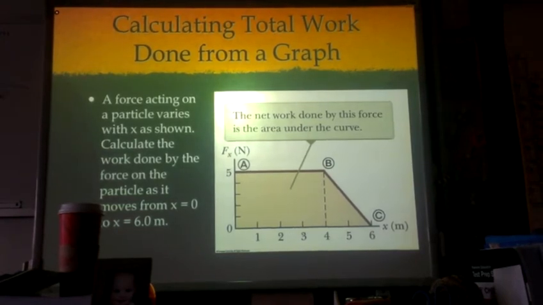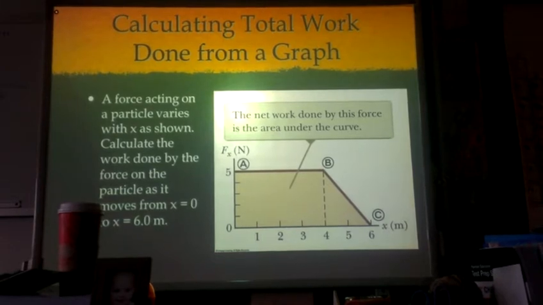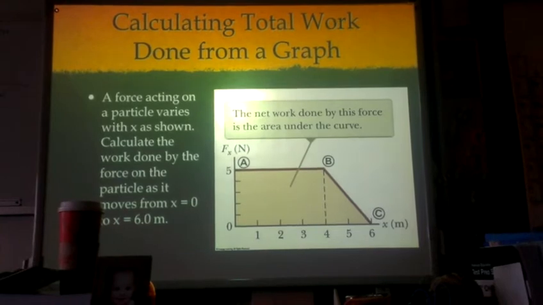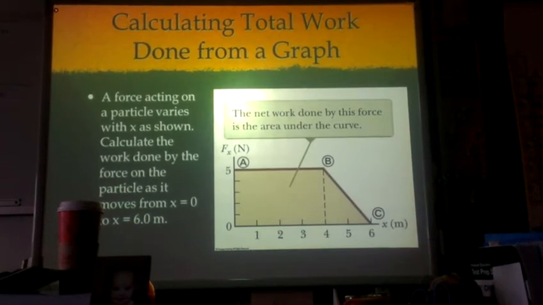So what would that be, 20 joules? Then I can find the area underneath this triangle here. That's going to be 1/2 base times height, so I would do 1/2 times 2 times 5, and that would give me 5 joules. So then ultimately my work done would be the area of this one plus the area of this one. So my work should be 25 joules.